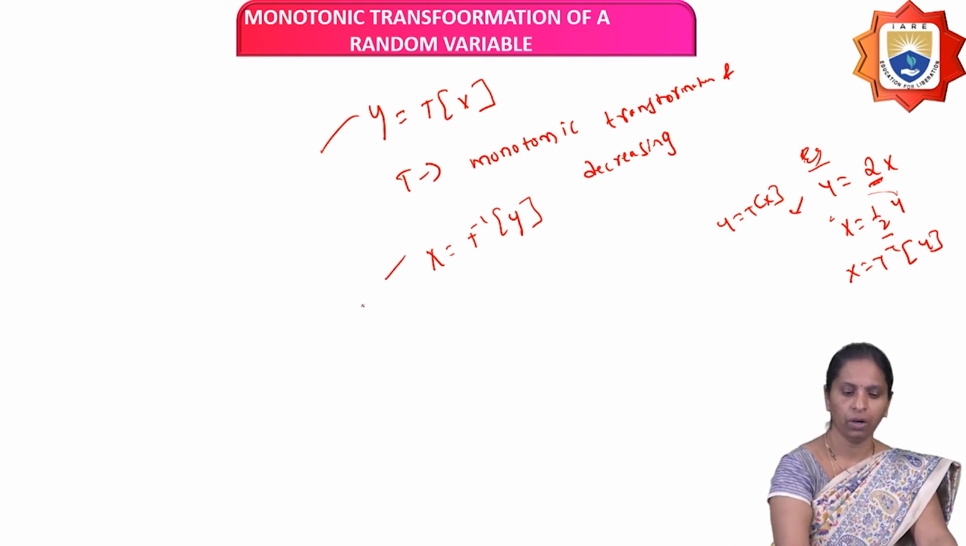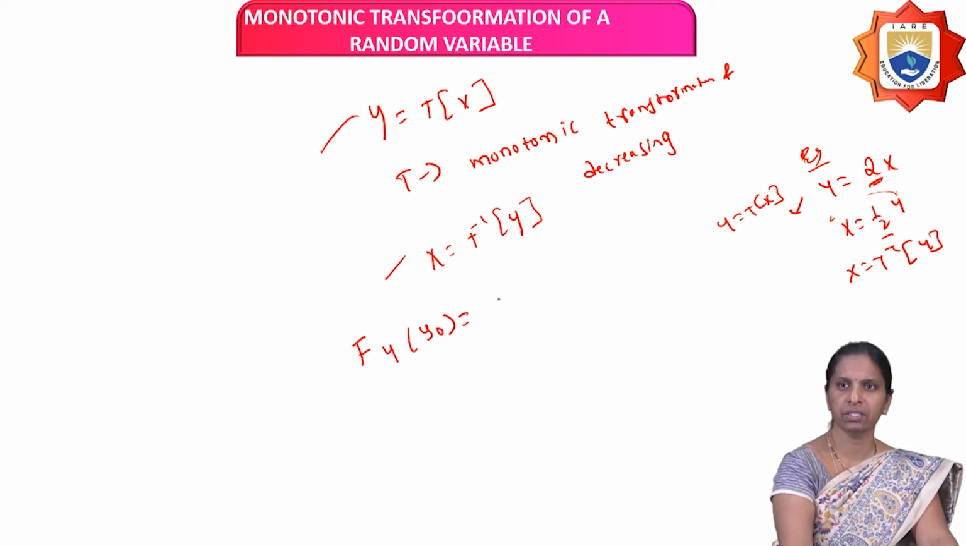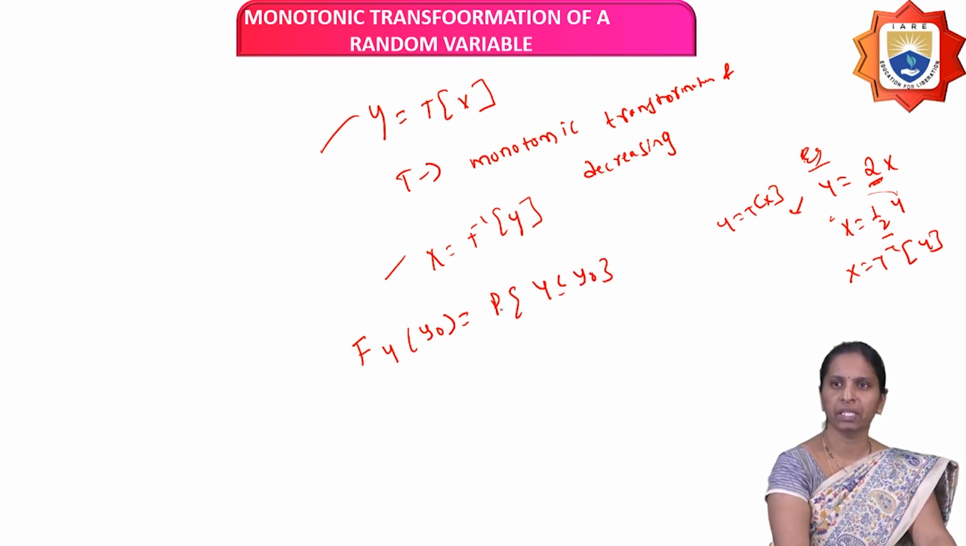Okay. Now, what is the distribution function of the random variable y at y naught? It is P of y less than or equal to y naught, nothing but the probability that the random variable y is less than or equal to y naught.